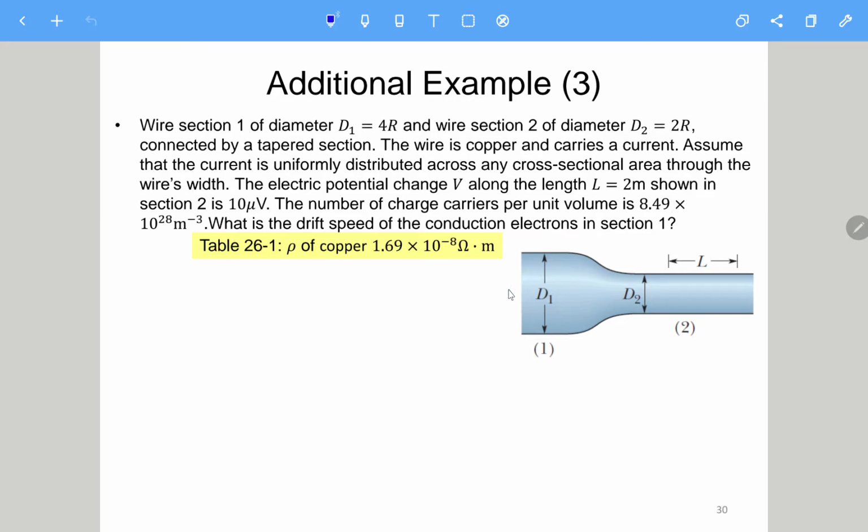So here we have E2 equals V over L, because we assume everything is uniform. We assume the current density is uniform, so the E field is also uniform. So in this case, this is 10 times 10 to the minus 6 over L, which is 2 meter. These two number 2, so we have 5 millivolts per meter.